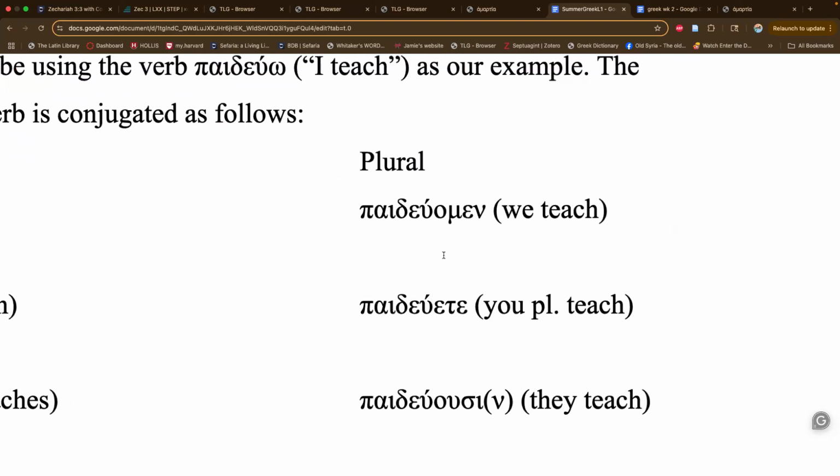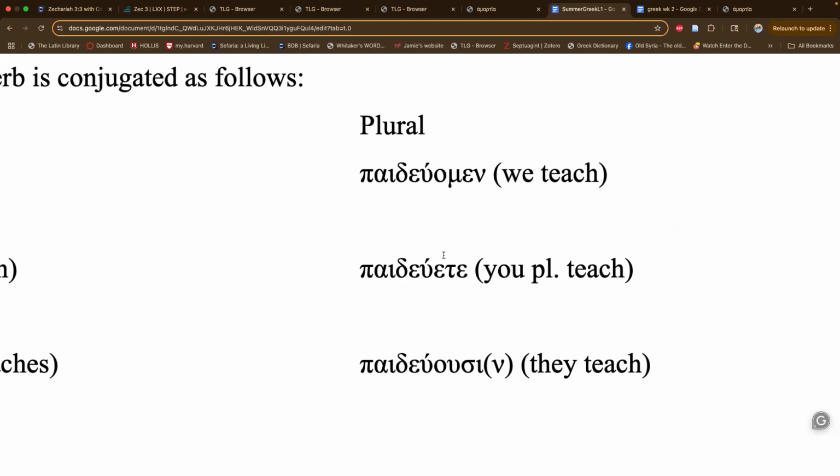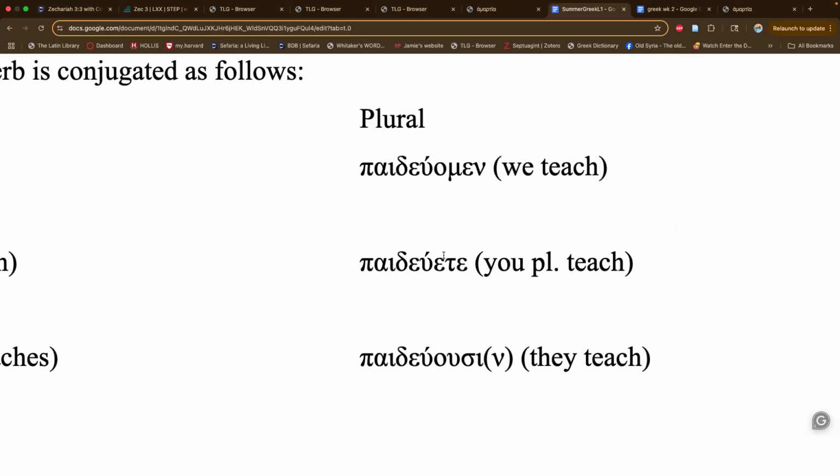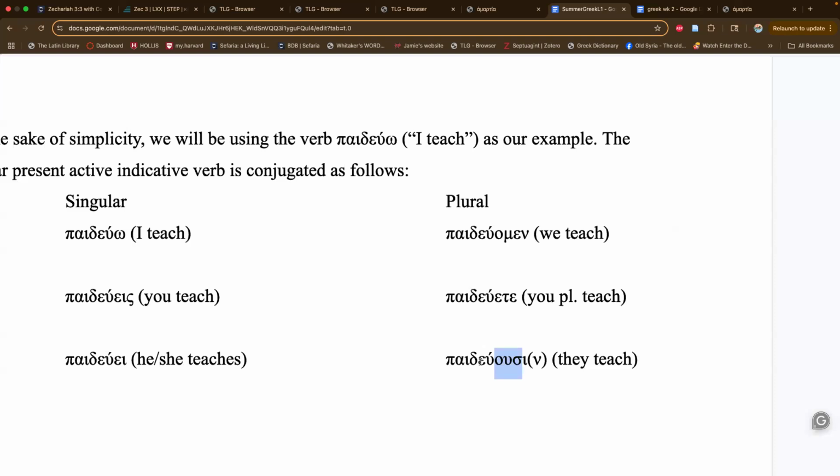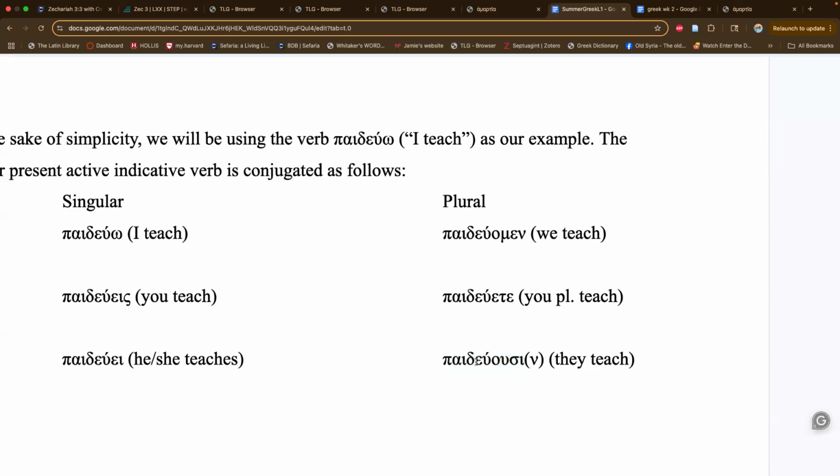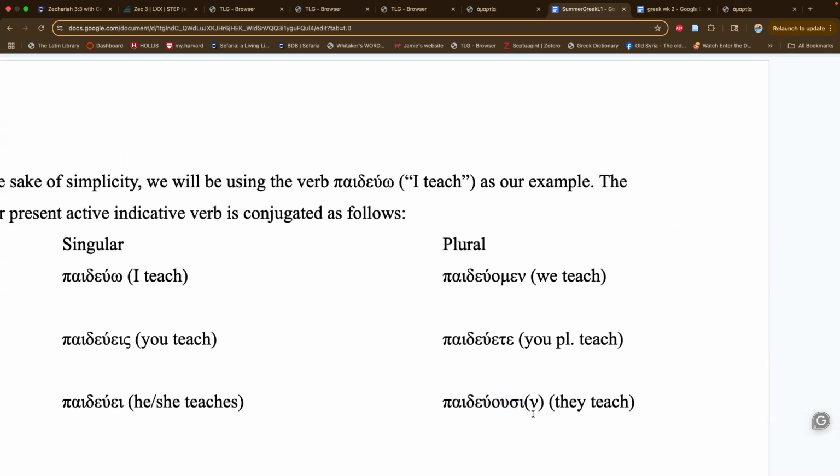Paideuomen. Beautiful. So the omen there is we. Paideuete. Perfect. And then paideuousi. Perfect. So the ousi ending there. Yeah, that one's hard. The ones that don't have vowels or diphthongs as the endings make it sound a little bit better.